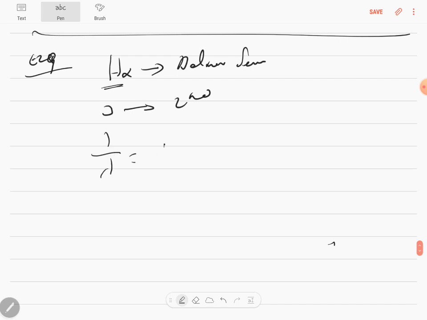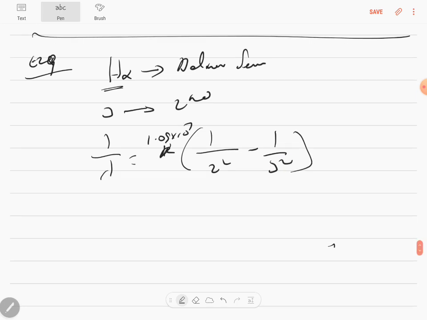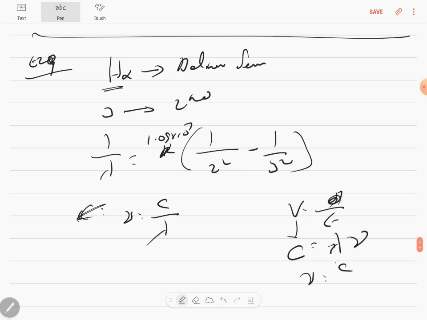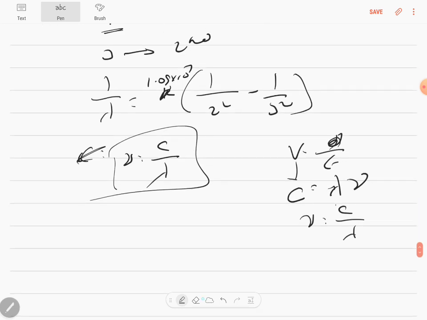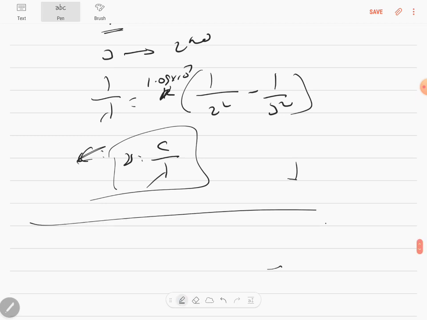You know, 1 by lambda is equal to R into 1 by 2 square minus 1 by 3 square, and R itself is 1.09 into 10 to the power 7 per meter. So you take the reciprocal and you get your value of lambda. And if they ask you frequency, once you get lambda, you know nu is equal to C by lambda. Velocity is distance by time. Velocity is C, distance is wavelength, 1 by T is frequency, so nu is equal to C by lambda. With C as 3 into 10 to the power 8 and lambda found out, you can find nu. Are you guys clear?